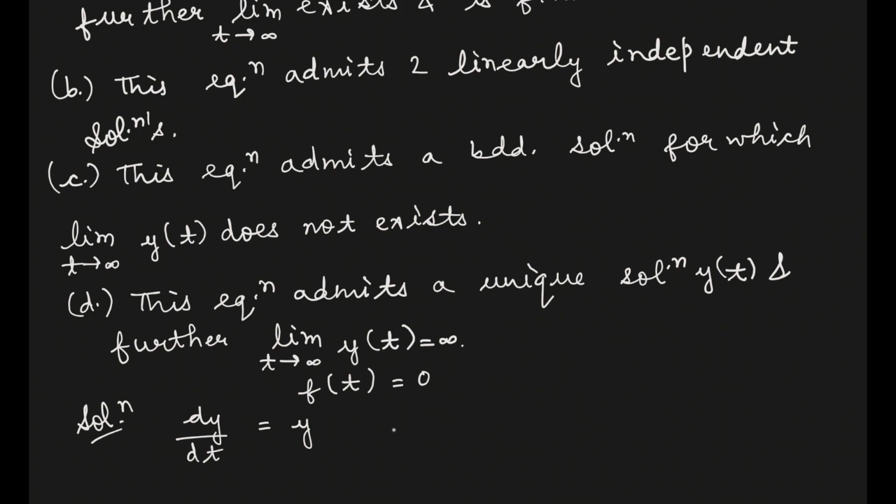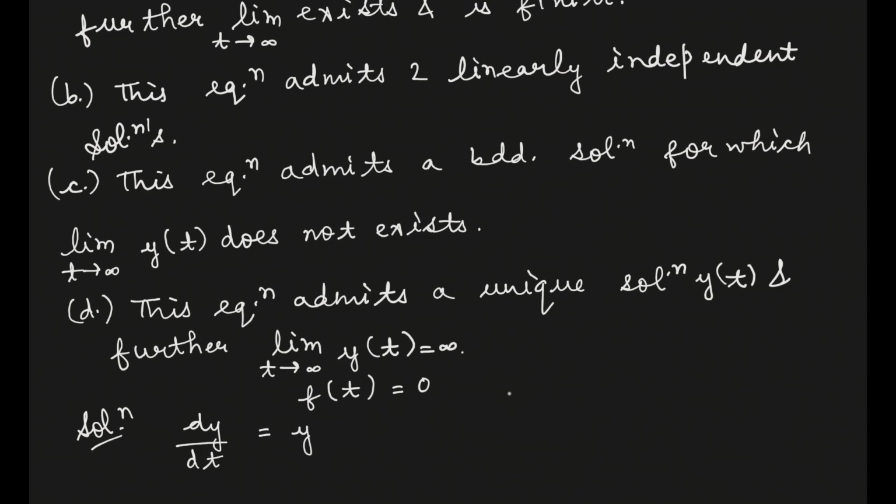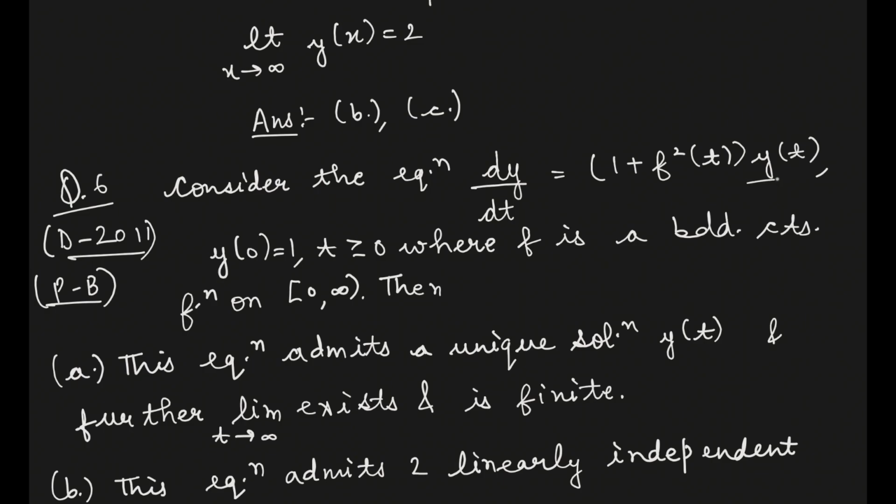Now it will be y equal to x plus c. So if y0 is 1, then c is 1. So this will be y equal to x plus 1. How come? If I take ft as 0, then dy by dx equal to 1. It is 1 plus f square t times yt also, here? Achha, it's a bracket. Yes, it's a bracket.